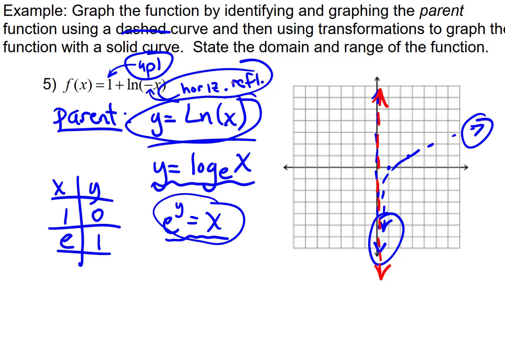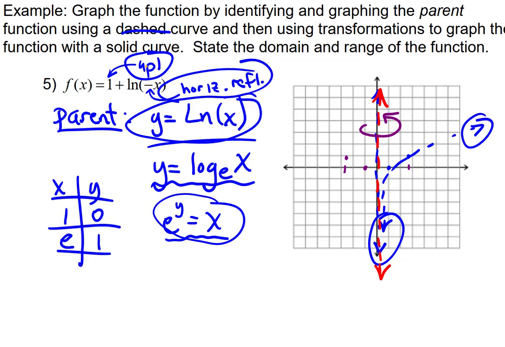But then let's think carefully about the reflecting here. To reflect horizontally means we're going to flip this graph around the y-axis, which means the point 1, 0, when flipped around, will end at negative 1, 0. And the point 2.71828, right, the point e, comma 1 that we graphed, will flip to negative e, comma 1. We're seeing the symmetry there.